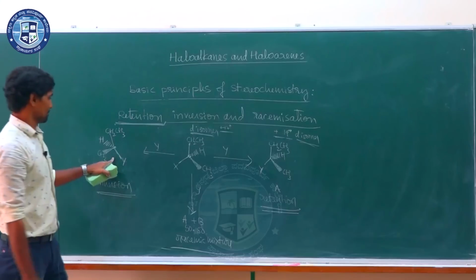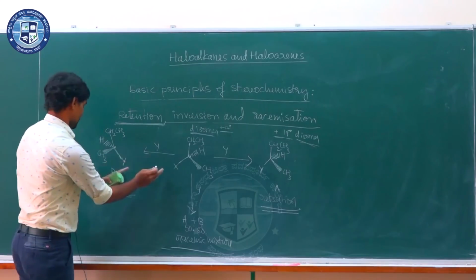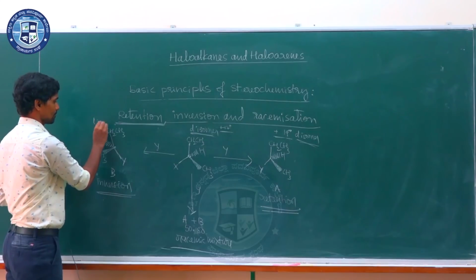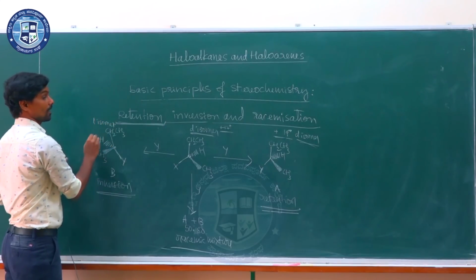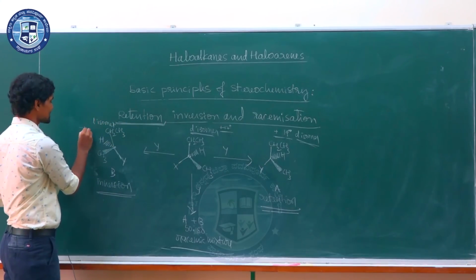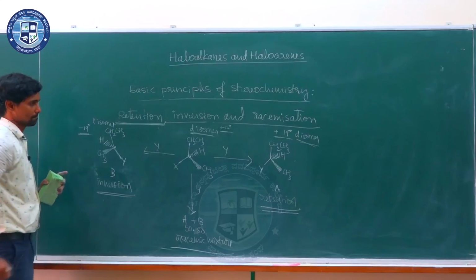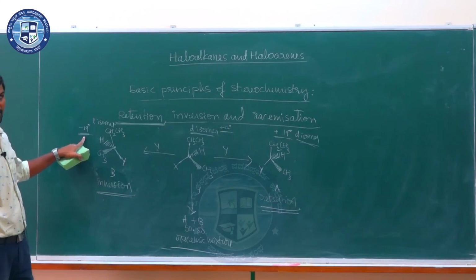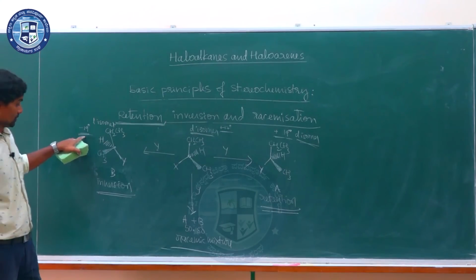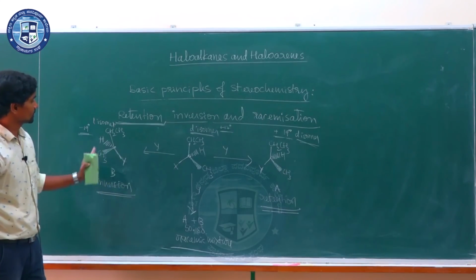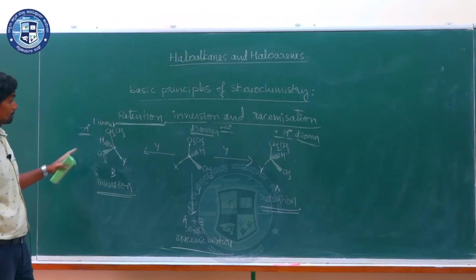What about here? Here configuration gets inverted, therefore, this will be L isomer, and it shows minus 19 degree specific rotation, because you got only B and inversion of configuration takes place.